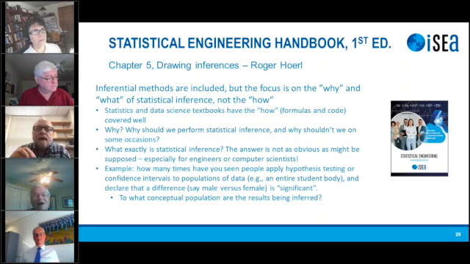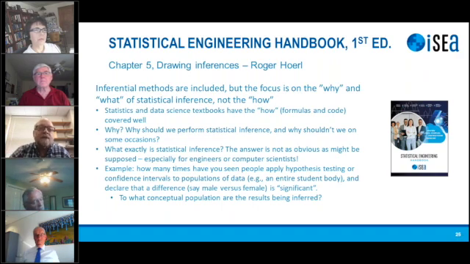What's unique about the handbook versus the treatment of statistical inference in a statistics textbook is we really focus on the why and the what: why are we doing this in the first place? What's the point? Most students don't understand that. And then, what are we actually doing when we do statistical inference?